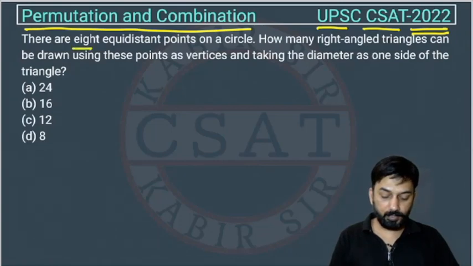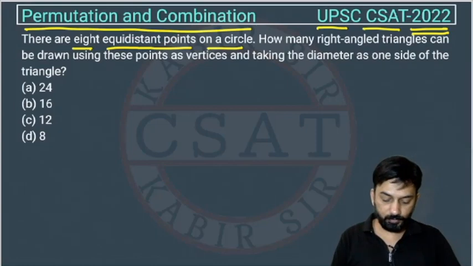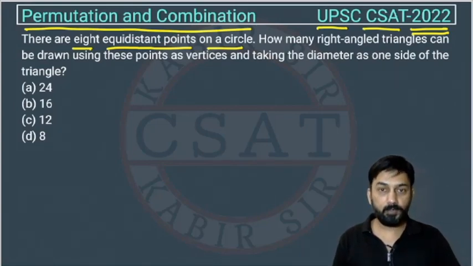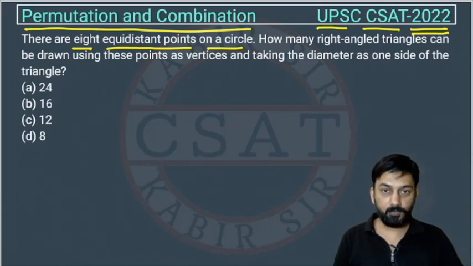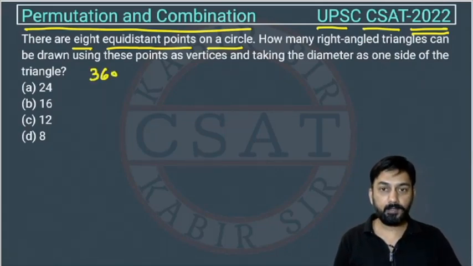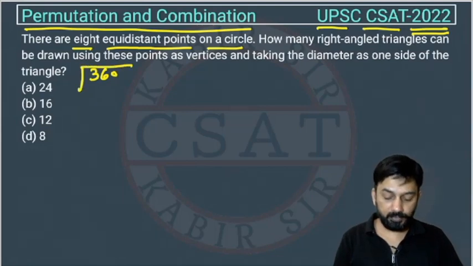There are 8 equidistant points on a circle. So this is a good question actually, you should focus on it. So the question is saying there are 8 equidistant points on a circle, right? So we know that circle is, we have 360 degree and there are 8 points which are equidistant.